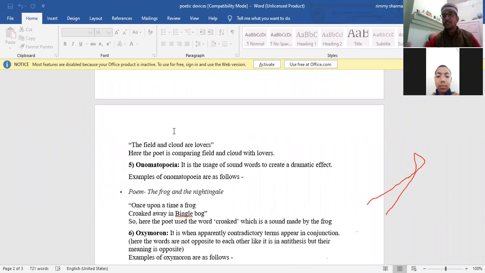The poem which we did, The Road Not Taken, I told you, the road is a metaphor for life. In the test also, the question was given, the road is a metaphor for what? Road is compared to life. Fine. And choices followed. So next is onomatopoeia.